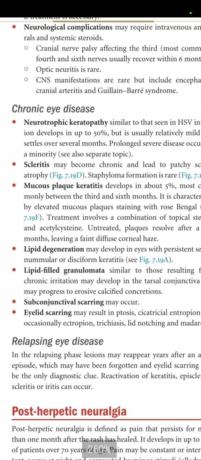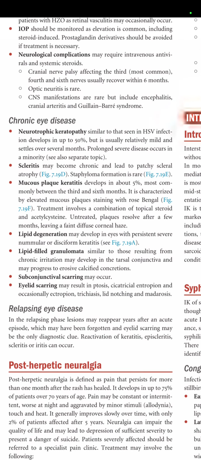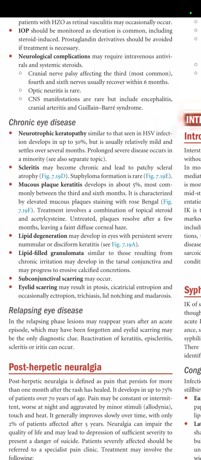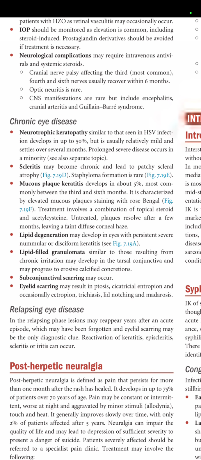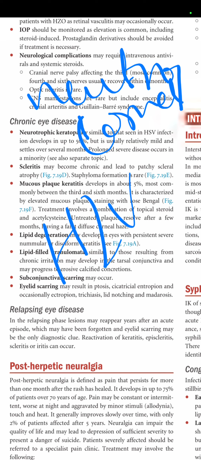Chronic eye disease. Neurotrophic keratopathy is similar to that seen in HSV infection, develops in about 50%, but is usually relatively mild and settles over several months. Prolonged severe disease occurs in a minority. So I told you in the start the mechanism of the neurotrophic keratopathy. Basically, there will be corneal anesthesia due to the destruction of the nerves by the herpes zoster virus.